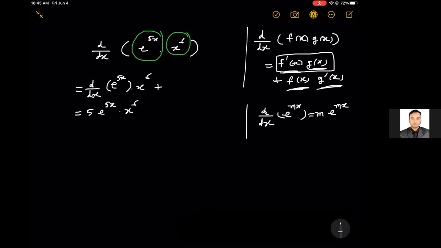We'll now do the other part. So this time we'll keep e to the 5x and we'll find the derivative of the other function. Remember, you have to do it in the single line. You can't do it separately. Okay, show it on the same line, like I'm doing here.